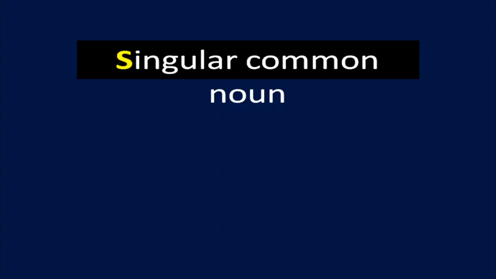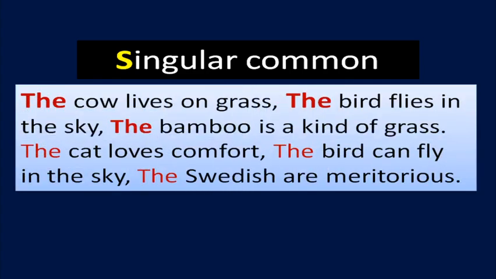So now let's move on to the singular common noun. In the case of a singular common noun, it's a common platform. The cow lives on grass. It doesn't define only one cow. The cow is a form of generalization. It means all the cows of the world, right? The cow doesn't mean a singular form. It refers to the whole class of cows, right? The cow lives on grass. All cows, all the cows of the world, live on grass.